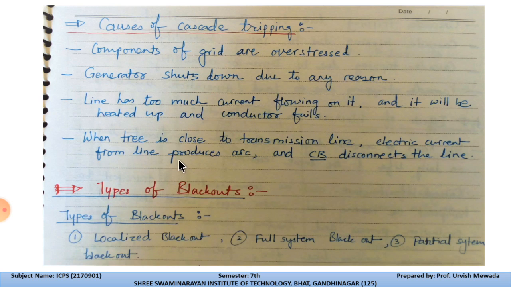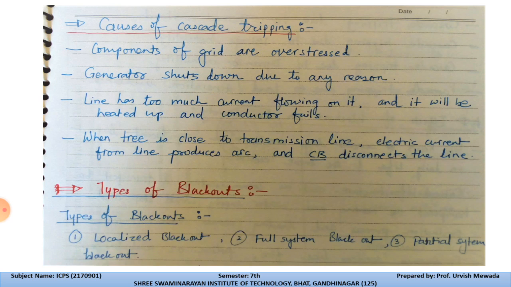And when a tree is close to a transmission line, the electric current from the line produces an arc. In the tree, moisture is present, and if the tree is very near to the transmission line, then ionization will occur between the tree and the conductor. And the current which is flowing through the transmission line can be discharged through the tree in the form of an arc, and the circuit breaker disconnects the line. So due to these causes, cascade tripping can occur.